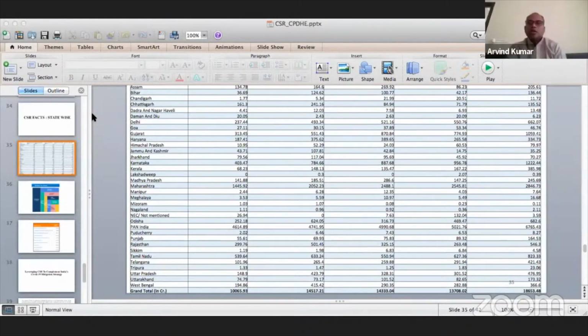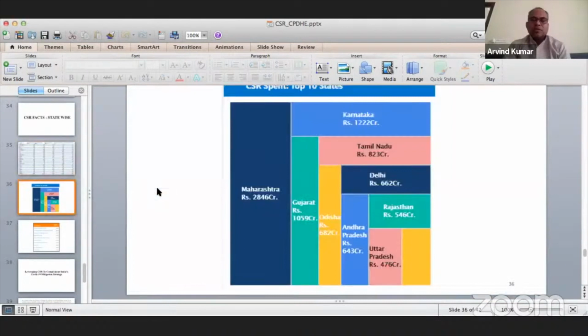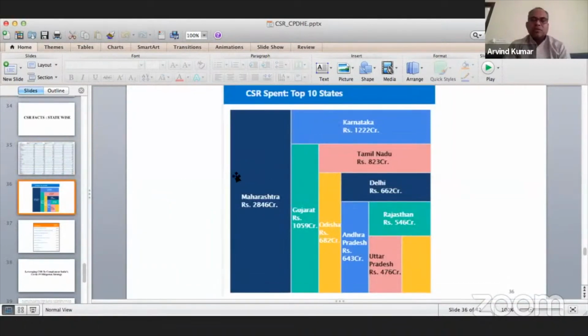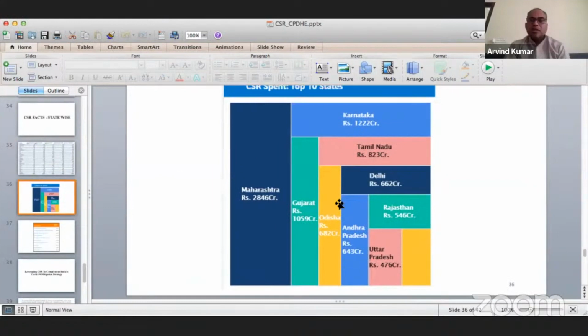So very quickly, let me also give you some glimpse of CSR spend, state-wise. Maharashtra is the leading one, and when you look at the states, Uttar Pradesh is in the top 10. I'm talking about the top 10. Uttar Pradesh is not really doing well.